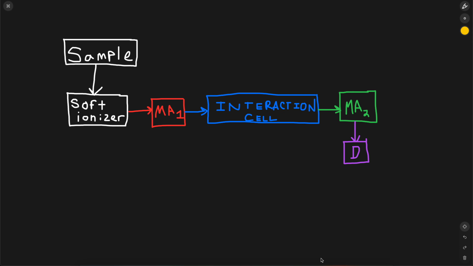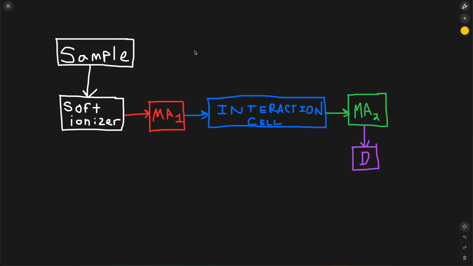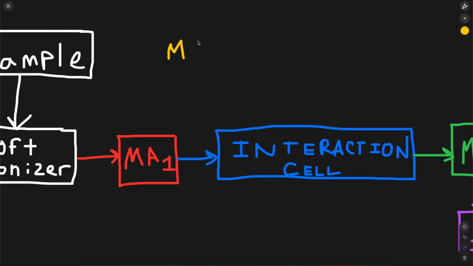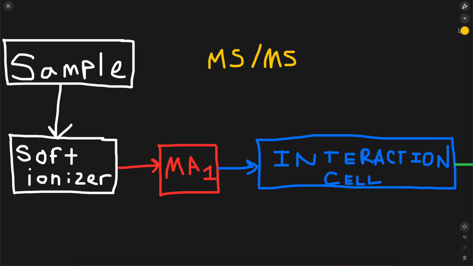Hi everyone, let's talk about tandem mass spec today. Tandem mass spec you'll also see referred to as MSMS because it's literally two mass spectrometers put together. It's quite a simple process, and we'll get to how each one works.